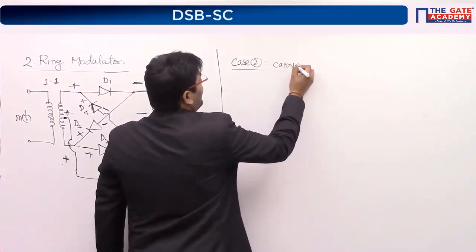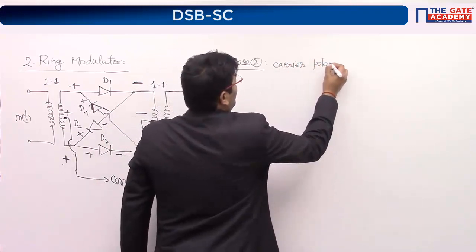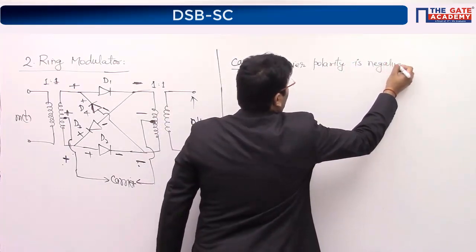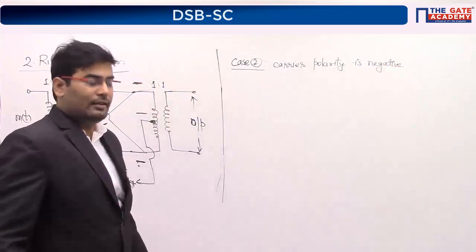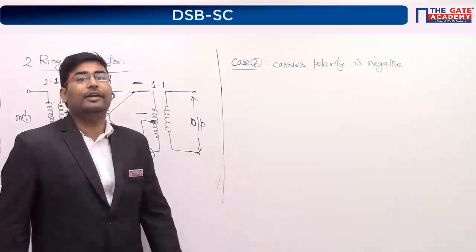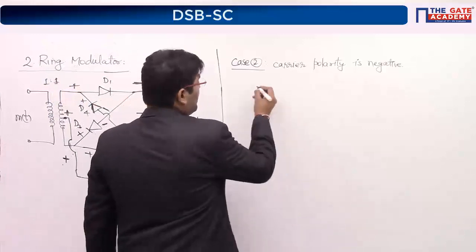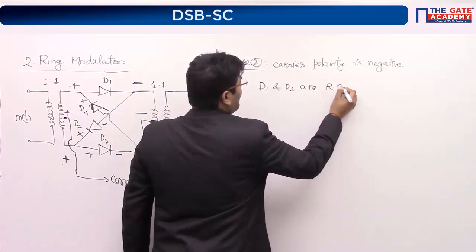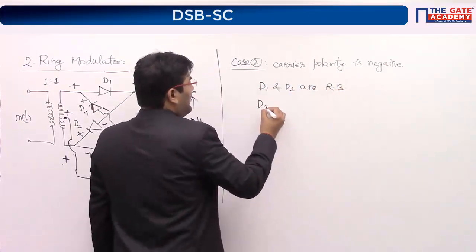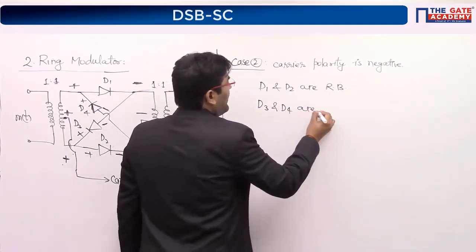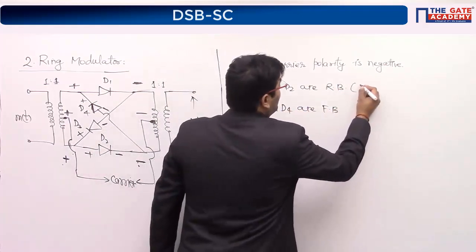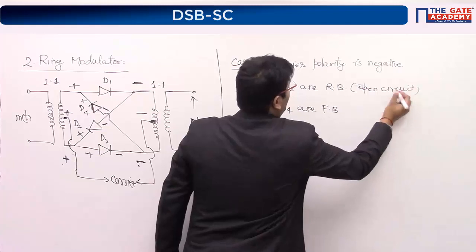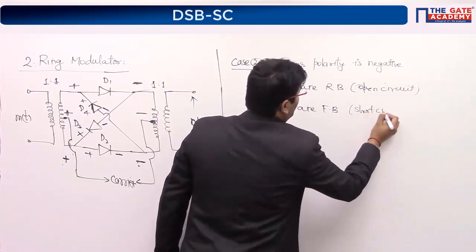Carrier polarity is negative. Then what will happen? Then you know that it will reverse. Diodes D1, D2 will be reverse biased. So you know how it is happening. Diodes D1 and D2 are reverse biased. I'm writing in short, guys, just in the interest of time. And D3 and D4 are forward biased. This is open circuit this time, and this is short circuit.